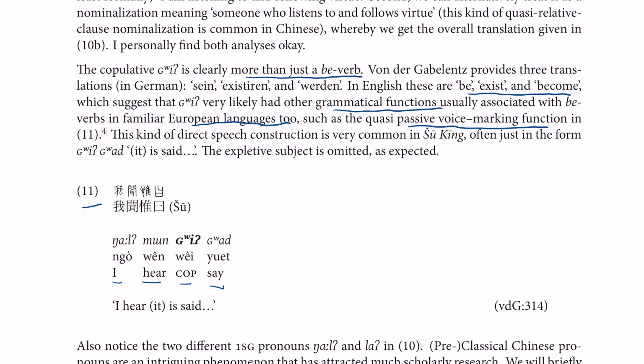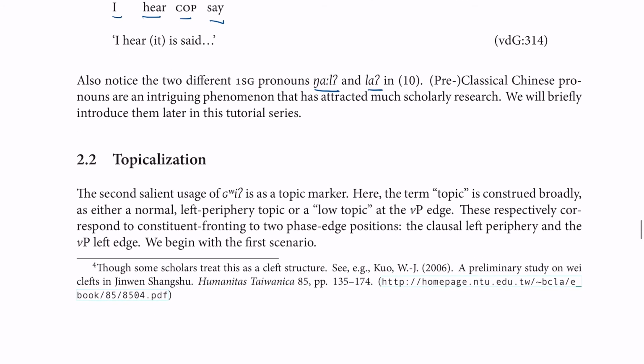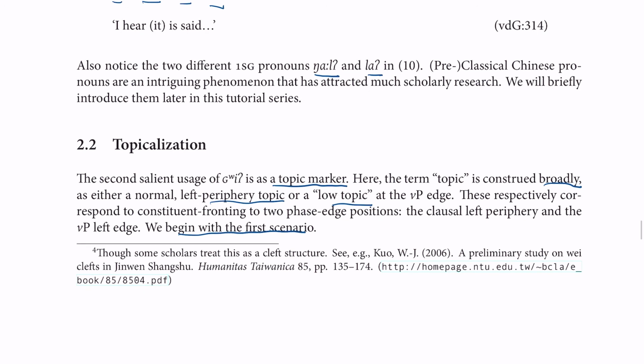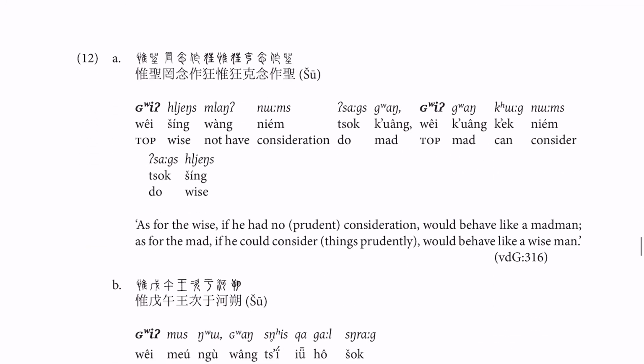This kind of direct speech construction is very common in Shuowen, often just in the form of gui guad, it is said. The second salient usage of gui is as a topic marker. And here the term topic is construed broadly as either a normal left periphery topic or a low topic. We begin with the first scenario and first look at the sentence in 12a.